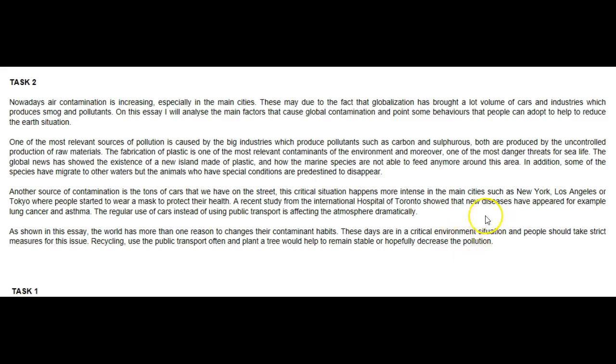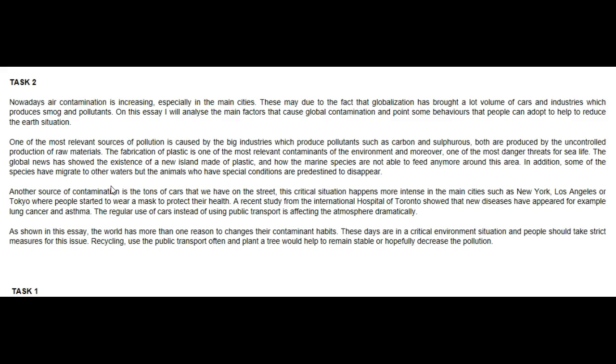sulfur. Sulfurous is an adjective, so what you want is the noun. Both which are, so you need a relative pronoun here, both which are produced by the uncontrollable production of raw materials. It's fine, however, you have produced and production in the same sentence, so I'd like you to at least change one of them. Both are created by the uncontrolled production, or both are produced by the uncontrolled use of raw materials. This could also work here, because I think you're not actually producing raw materials. I think you're actually using raw materials to create other products.